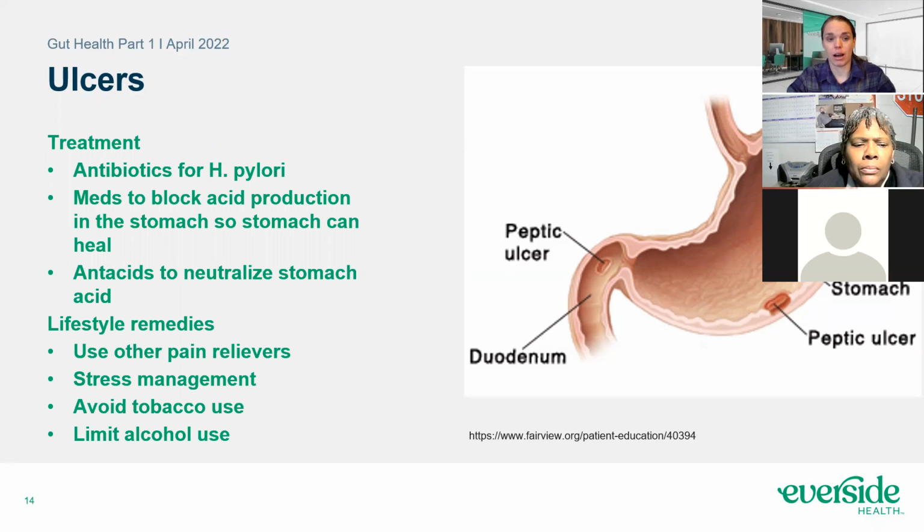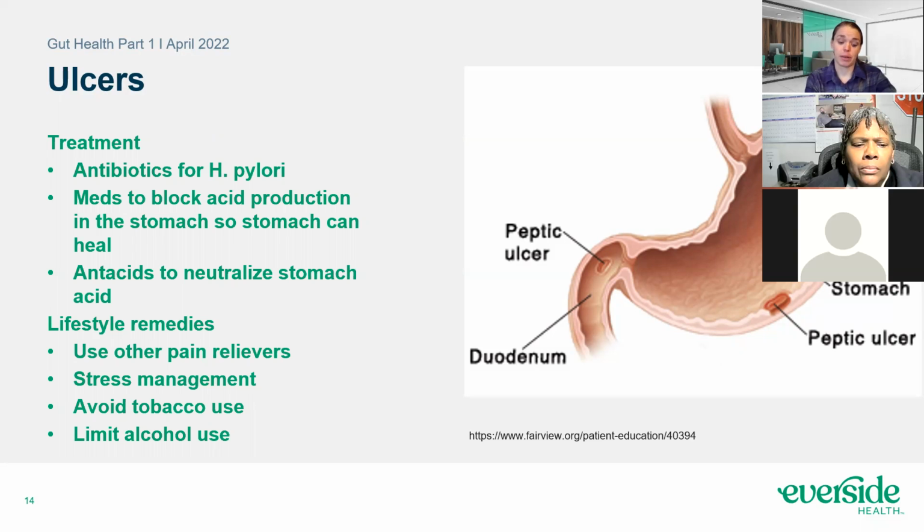Lifestyle remedies: finding some other pain relieving medications other than NSAIDs. There are other options. Tylenol, or acetaminophen, is a common one. Stress management. Stress can worsen signs and symptoms of ulcers. So it's something to be super aware of, especially if you're starting to have a lot of GI issues when you're stressed out. Really bad GI issues too.